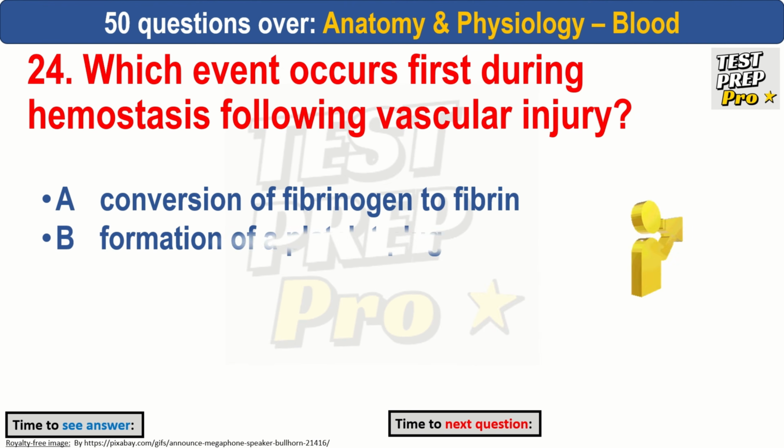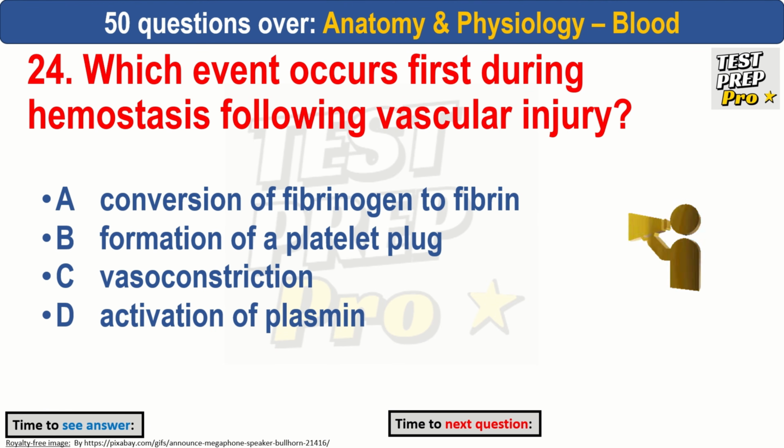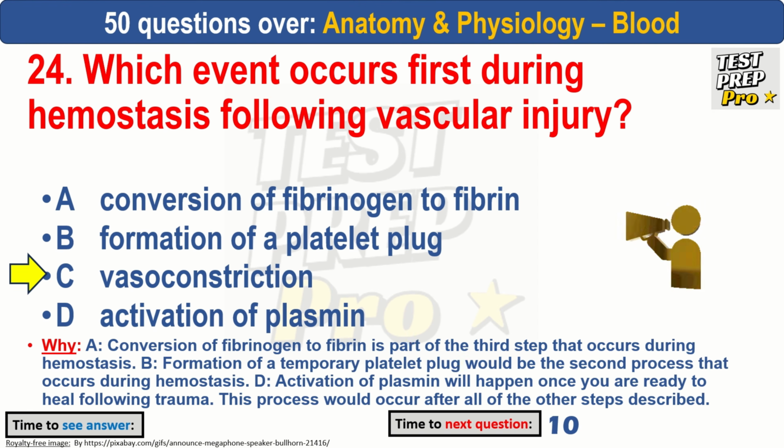Which event occurs first during hemostasis following vascular injury? Is it A, conversion of fibrinogen to fibrin, B, formation of a platelet plug, C, vasoconstriction, or D, activation of plasmin? So which one is the next step in this process? It's going to be vasoconstriction. With vasoconstriction, you're just squeezing the blood vessel tight to cause less blood flow through the given passageway. And then after that, they're going to start to form a platelet plug a little bit after that.